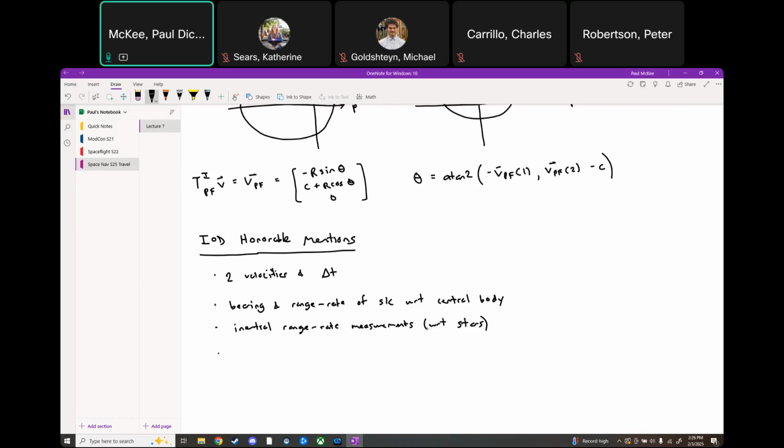The next one is heading information only. So heading is the velocity direction. Like, which way are you heading? You know how speed is the norm of velocity, heading is the direction of velocity. So if you know that you're heading in one direction, and then later you're heading in a different direction, if you have enough of those heading measurements, you can do orbit determination from that.